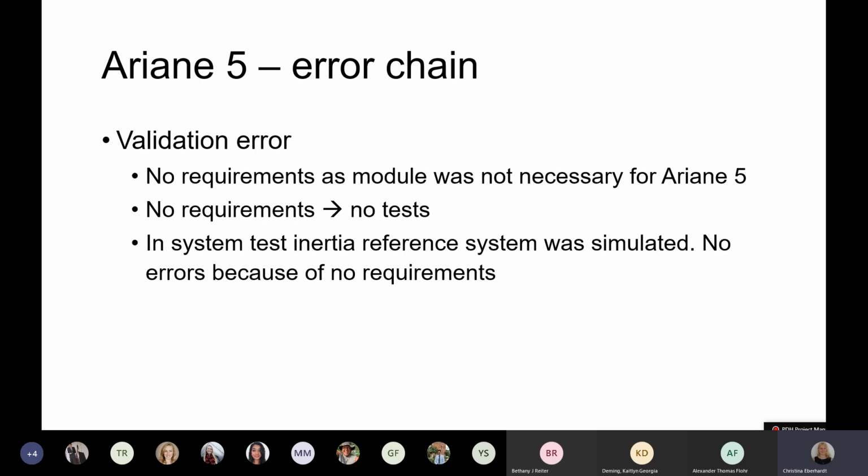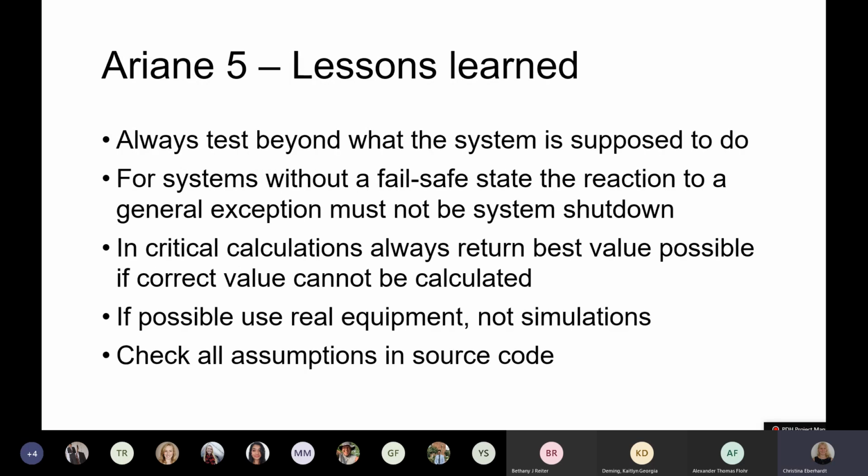Therefore, we have certain lessons learned from this incident. We always have to test beyond what the system is supposed to do, so we have to test for things that the system might do that we don't want it to do. Generally, for systems without a fail-safe state, it is not a safe reaction to just shut the system off. So the general exception of shutdown must be deactivated for those systems.